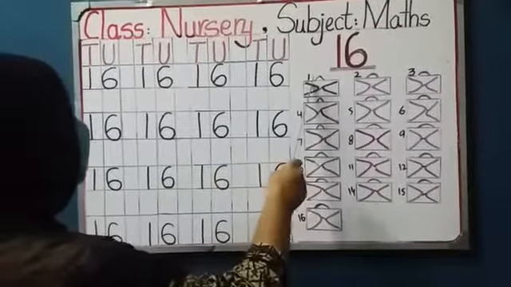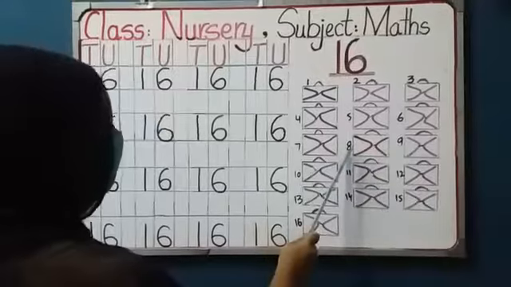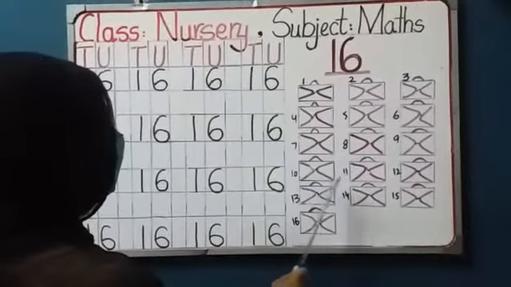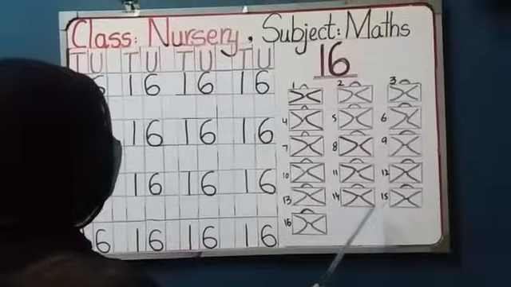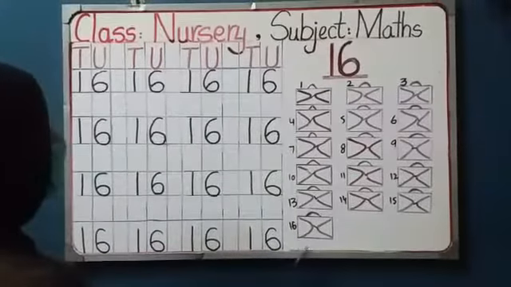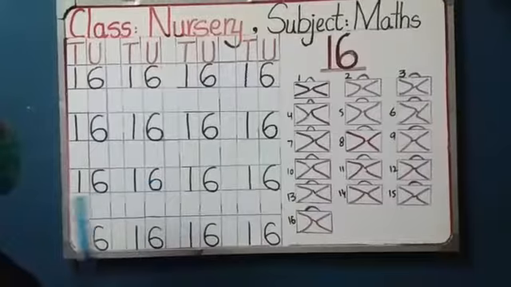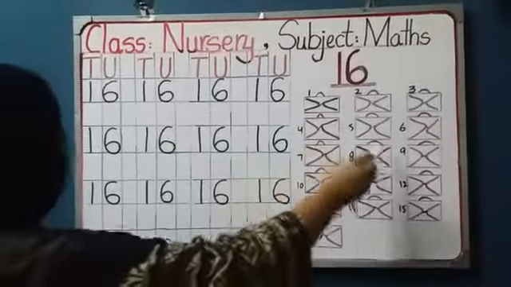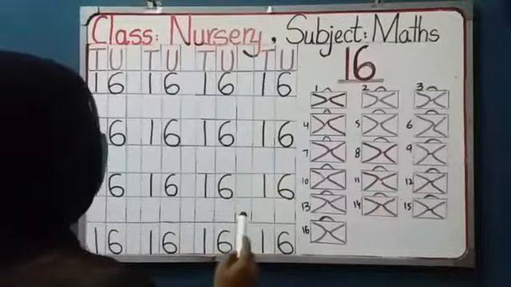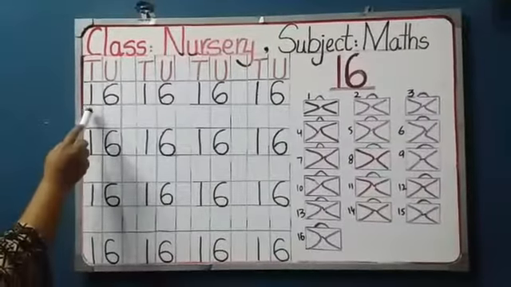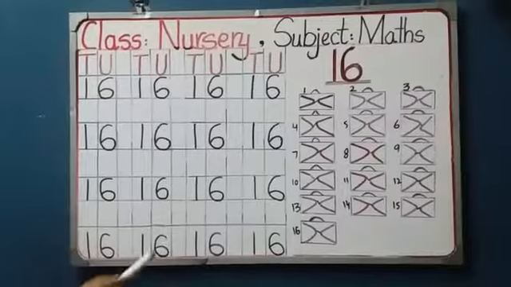How many purses? 1, 2, 3, 4, 5, 6, 7, 8, 9, 10, 11, 12, 13, 14, 15, and 16. We have total 16 handbags or purse, okay? So, this is the example of 16. What's the digit? 1, 6, 16. Now look how to write like this. First we have done practice on dots and then we write ourselves. So 16 is a very easy digit.